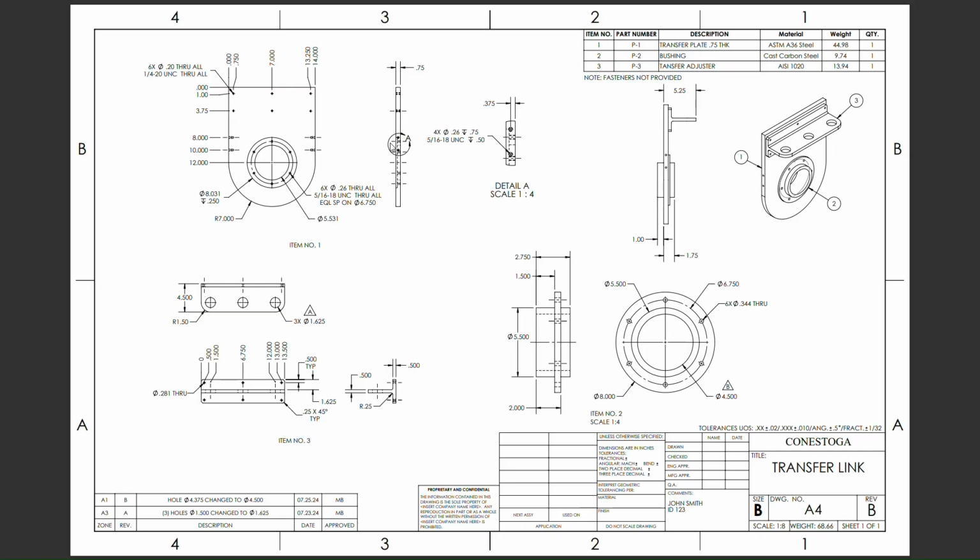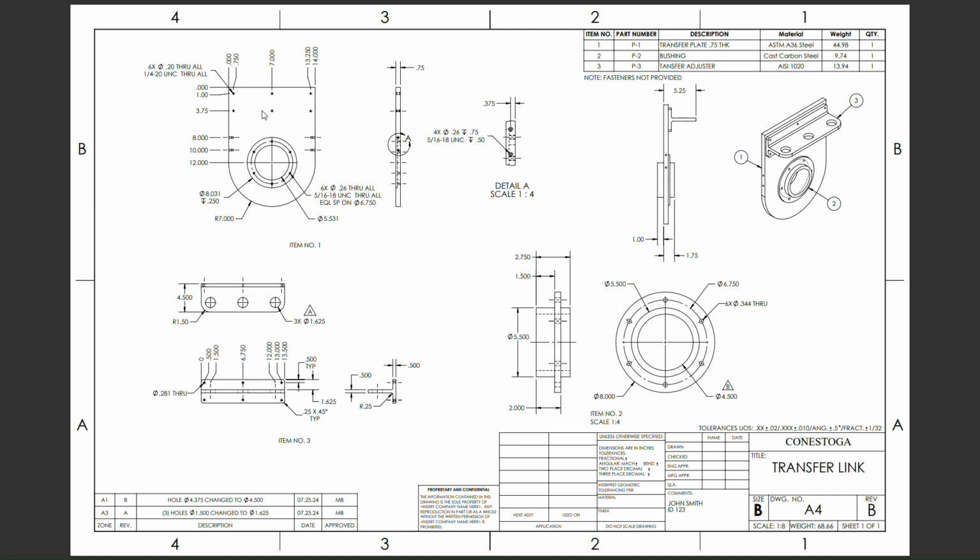Today I'm going to show you how to create this transfer link. So we can see there are three parts: P1, P2 and P3. Part 1 is the transfer plate, part 2 is the pushing, and part 3 is the transfer adjuster. So we are going to create each part one by one and assemble it together, and finally we are going to make this drawing so I can show you everything.